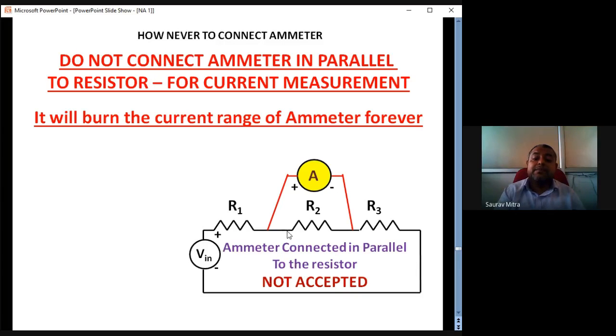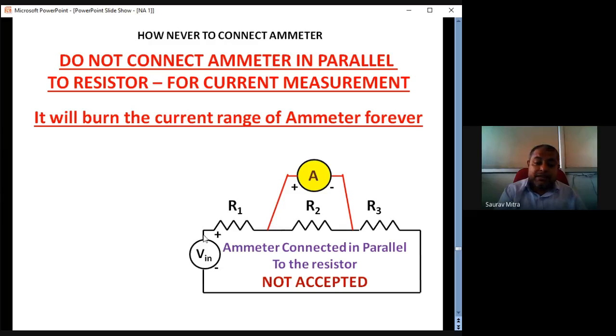Here the same circuit or same loop is kept intact. So an ammeter connected in parallel to the resistor is not accepted. Why not accepted? Because what is the internal resistance of our ammeter? The internal resistance of an ammeter is 0 ohm. Okay, the internal resistance of the voltage supply source is 0 ohm. The internal resistance of the ammeter is 0 ohm.